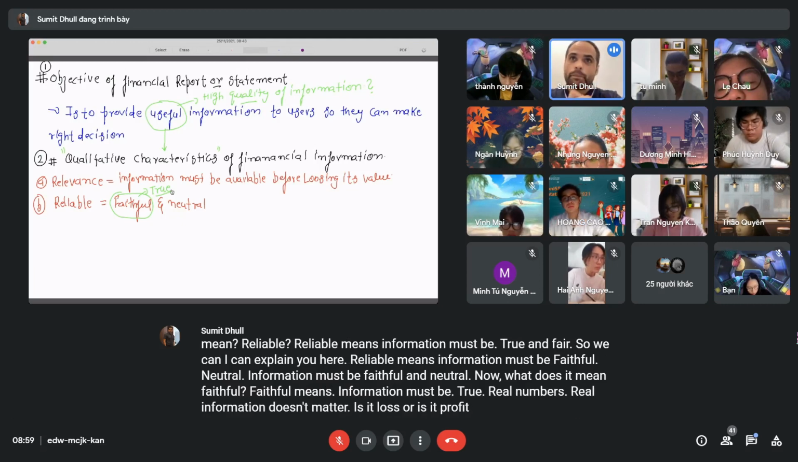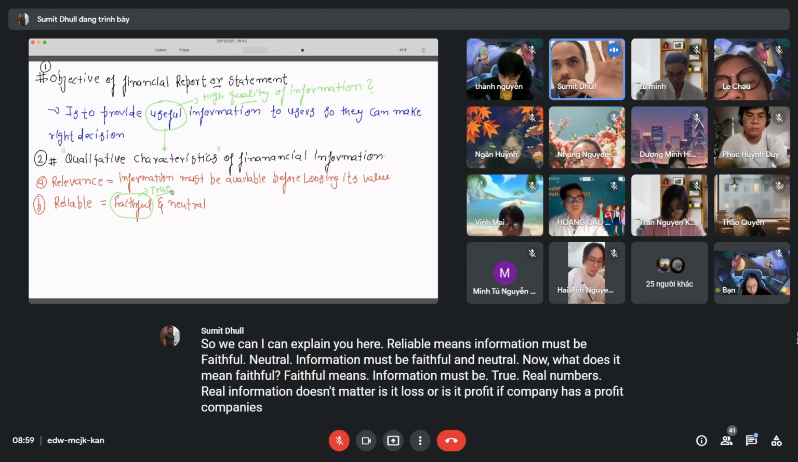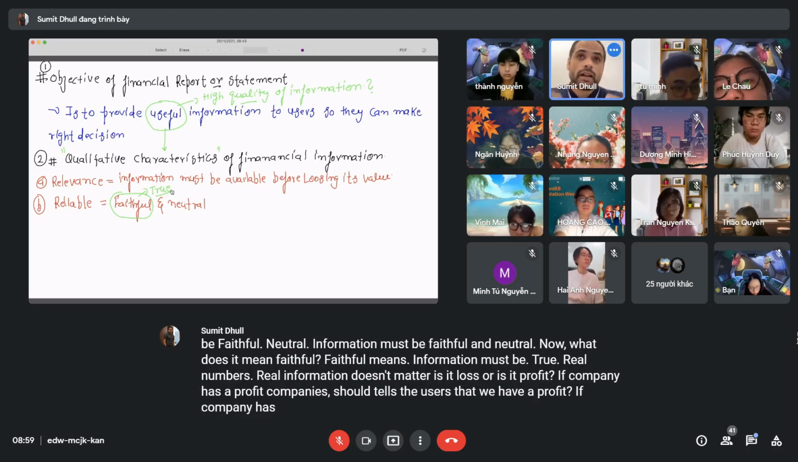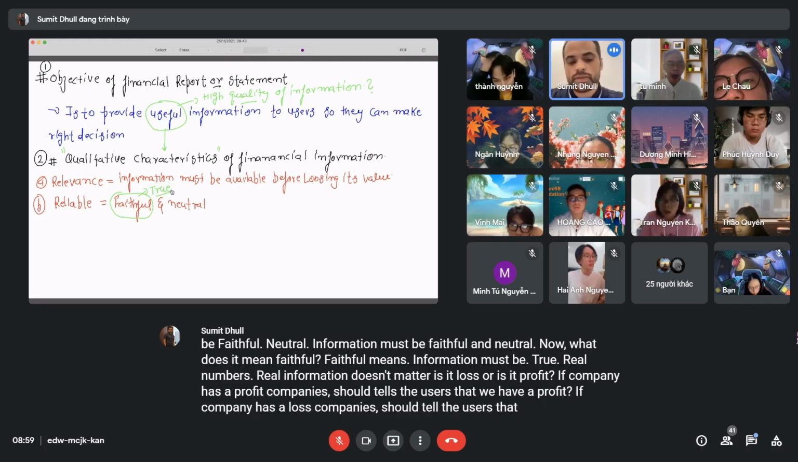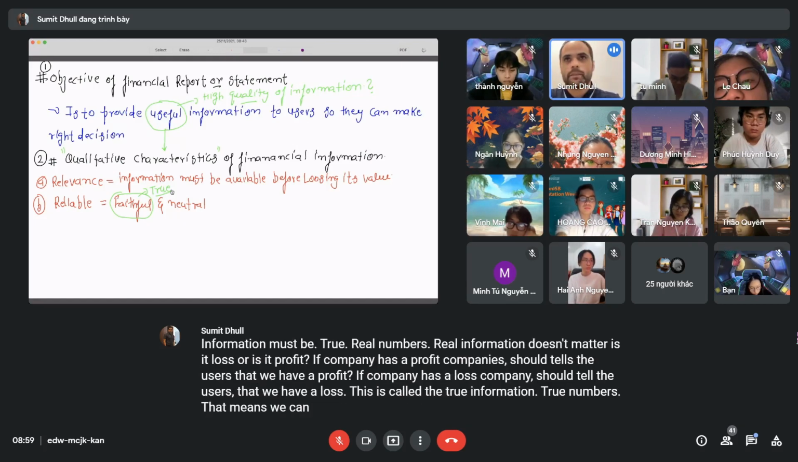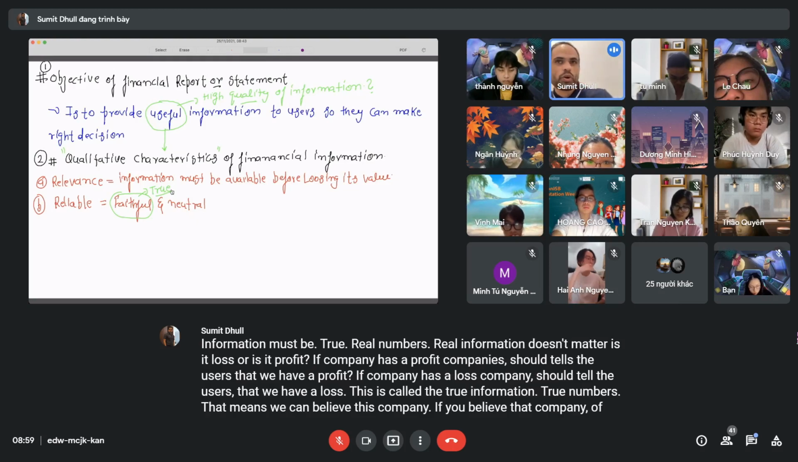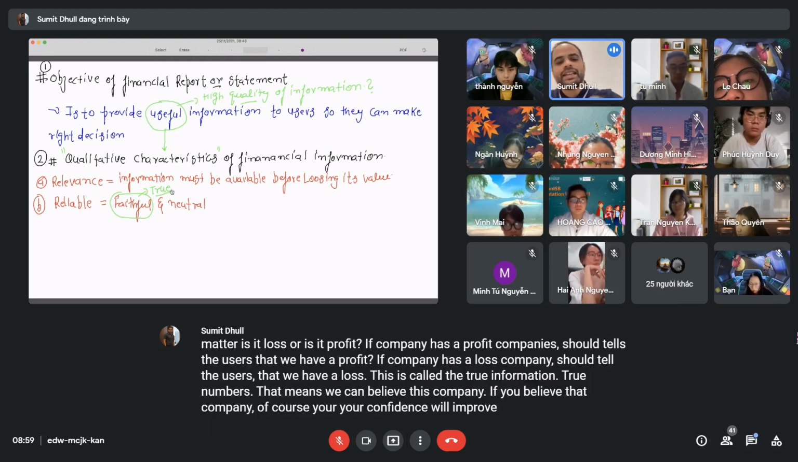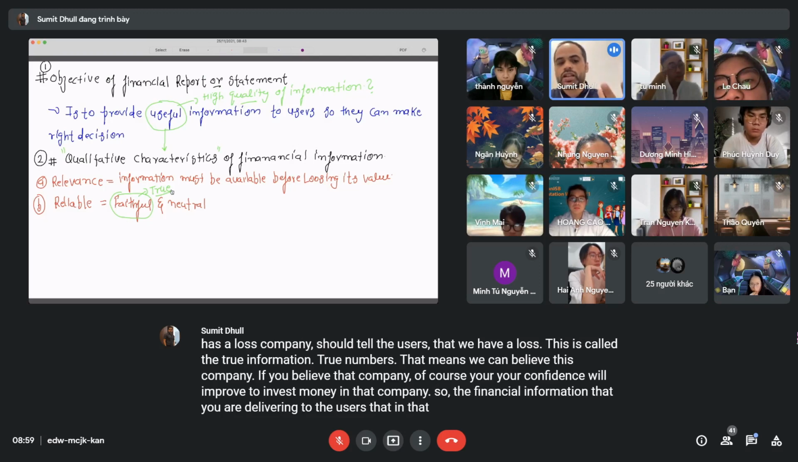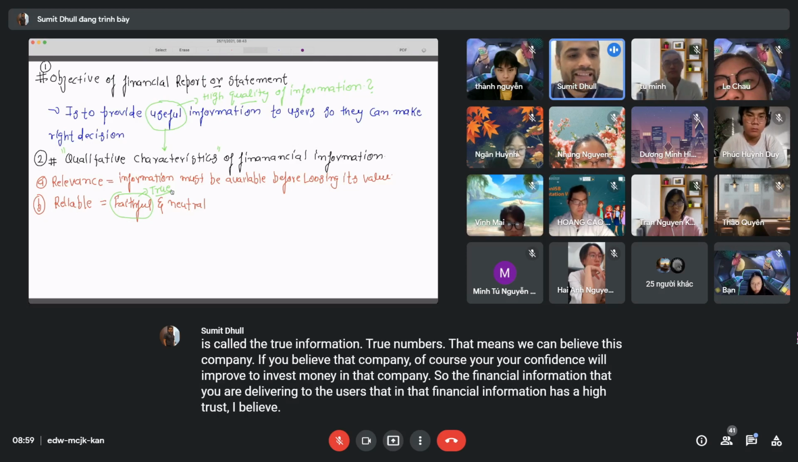If the company has a profit, the company should tell the users that we have a profit. If the company has a loss, the company should tell the users that we have a loss. This is called true information, true numbers. That means we can believe this company. If you believe that company, of course, your confidence to invest money in that company will improve. So the financial information you are delivering to the users has high trust, high belief. That's the meaning of reliable.